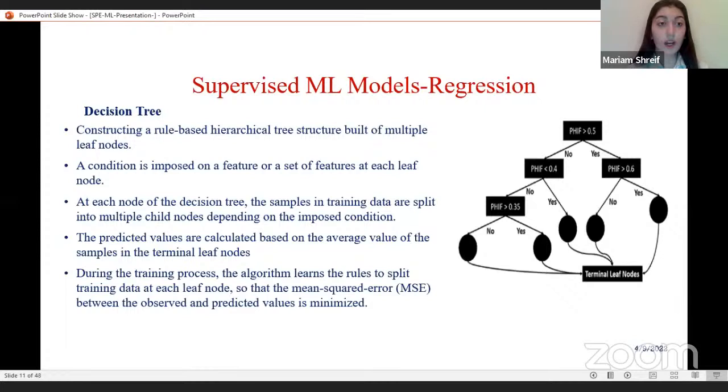For a decision tree, it's constructed based on a hierarchical tree structure, which is built of multiple nodes. So first, we try to impose a condition on a feature or a set of features at each node. After imposing this specific condition, we split the training data into multiple child nodes, depending on this condition. And finally, we calculate the predicted value by averaging the value of the samples in the terminal leaf node. And of course, during the training process, we try as much as we can to minimize the mean squared error between the observed and the predicted value.